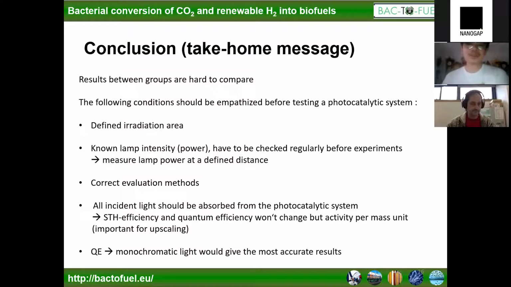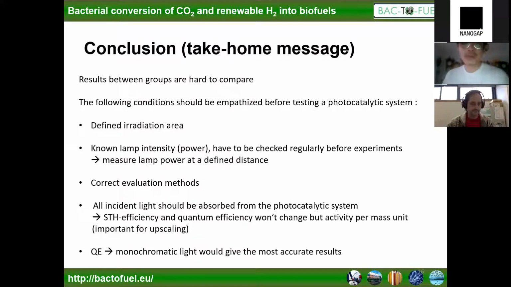Then you also have to always have a defined distance between the lamp and your photoreactor. And this should be measured too. We always measure it with a photodiode, and from there, we know the power of our light at a certain distance.